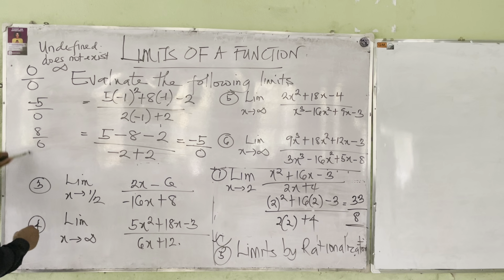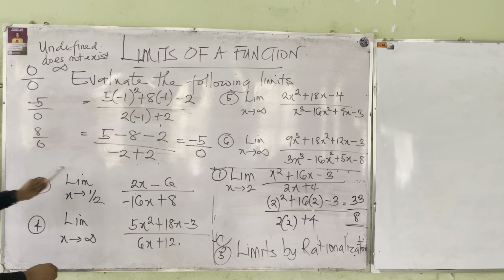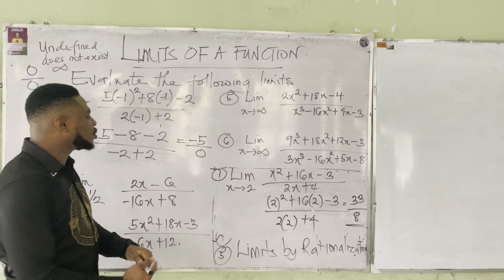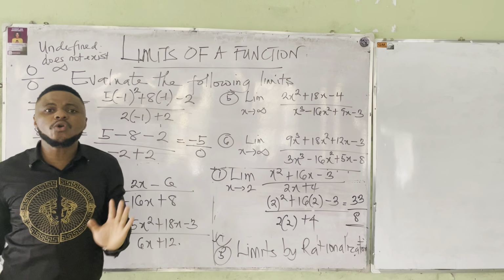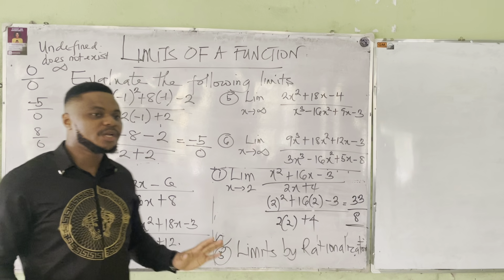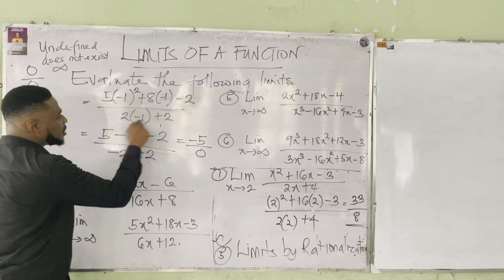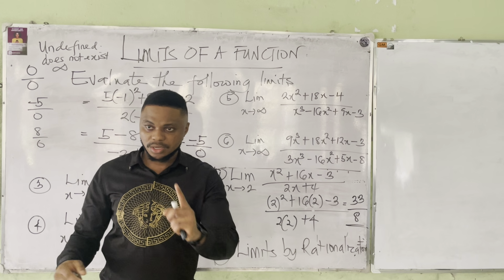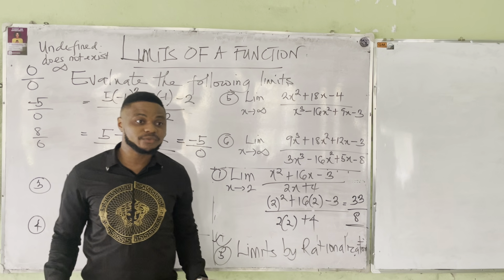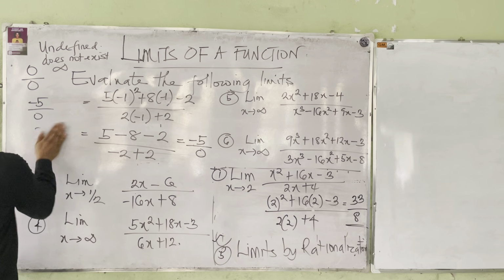Remember, I told you that something like this means that it does not exist. The shortcut is this. Whenever you have a question, don't go straight to using L'Hopital's rule. Test your denominator. If your denominator gives you 0, it means that what you have to use is L'Hopital's rule. Alright? So now look at this.